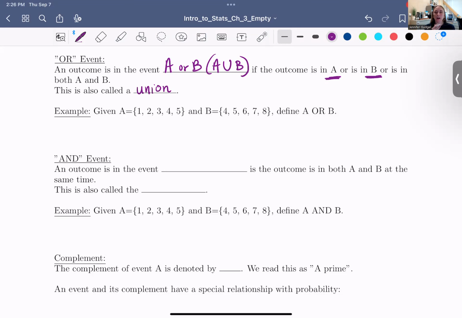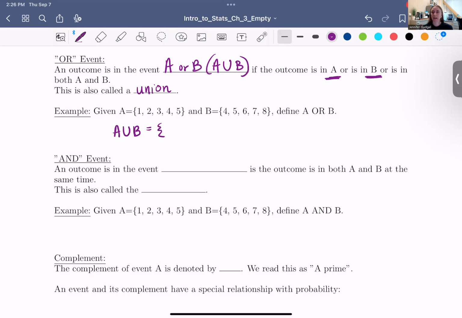You're like, why is she emphasizing the word or? All right, here we have some situation. I didn't give context into it, but I show you that the possible outcomes for event A are 1, 2, 3, 4, and 5. The possible outcomes for event B are 4, 5, 6, 7, and 8. We want to define this event A or B. What elements are in A or B?